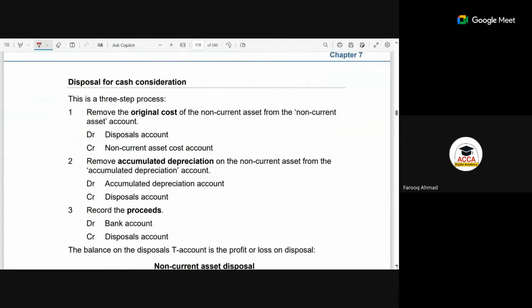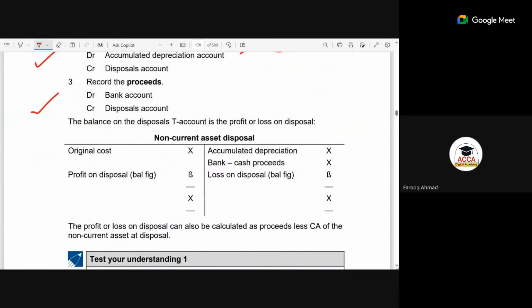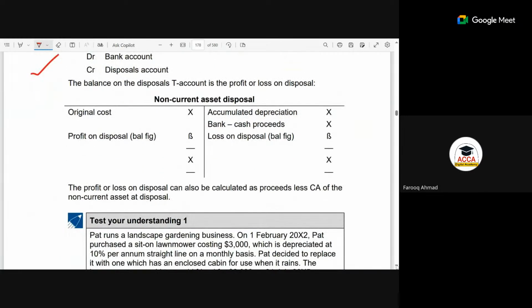Disposal for cash consideration is a three-step process. First, remove the original cost of the non-current asset from the non-current asset account to the disposal account: the disposal account is debited and the non-current asset account credited. Remove the accumulated depreciation also, and then record the proceeds also. Whatever cash is coming, we will account for it. The non-current asset disposal account should also be taken into consideration. The balance is the balancing figure. If something is missing, you can get it through the balancing difference of these figures, which is called a balancing figure.